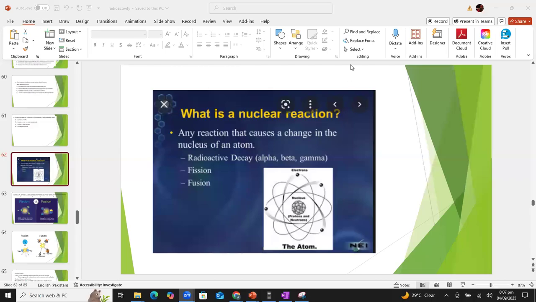Last time I started discussing this topic on Tuesday. What is a nuclear reaction?